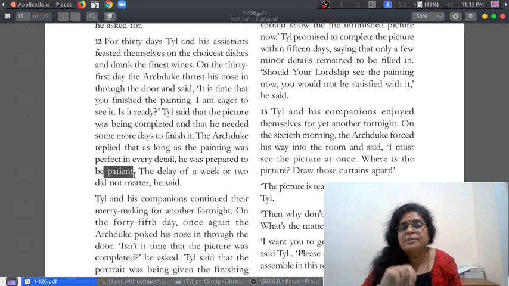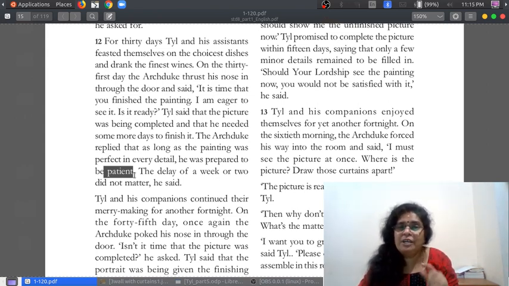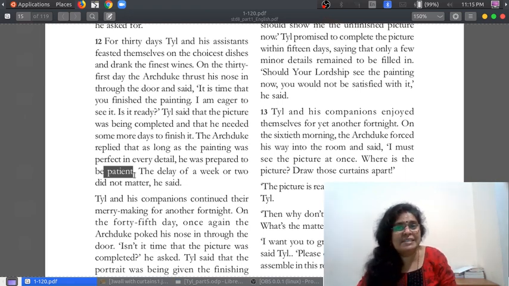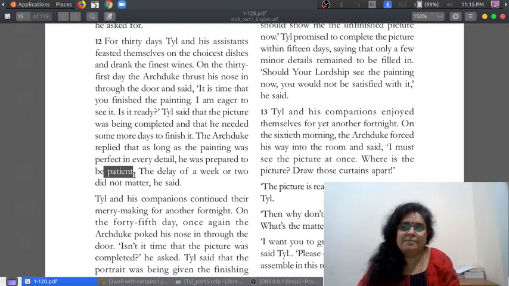There are two meanings for the word patient. One is patient of a hospital. Patients go to hospital. That patient, a person who is ill. Then another patient means one who has patience, one who waits calmly. So here it means one who has patience.